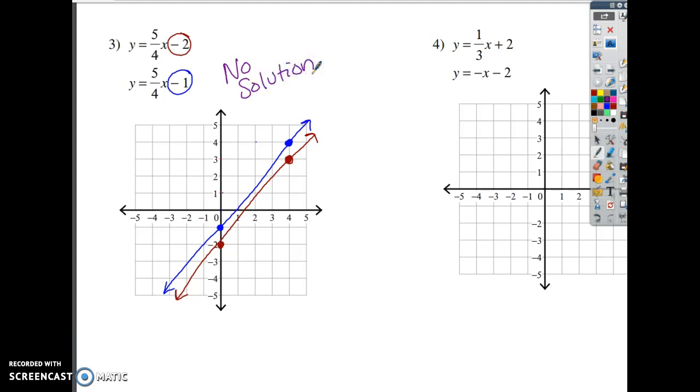So again, I don't care how you graph it. If you don't know how to graph it by hand, put it in the calculator and go look for those points. I need to know where they cross. So I need to see the intersection on the graph, and I need to see the intersection written down next to the equations.